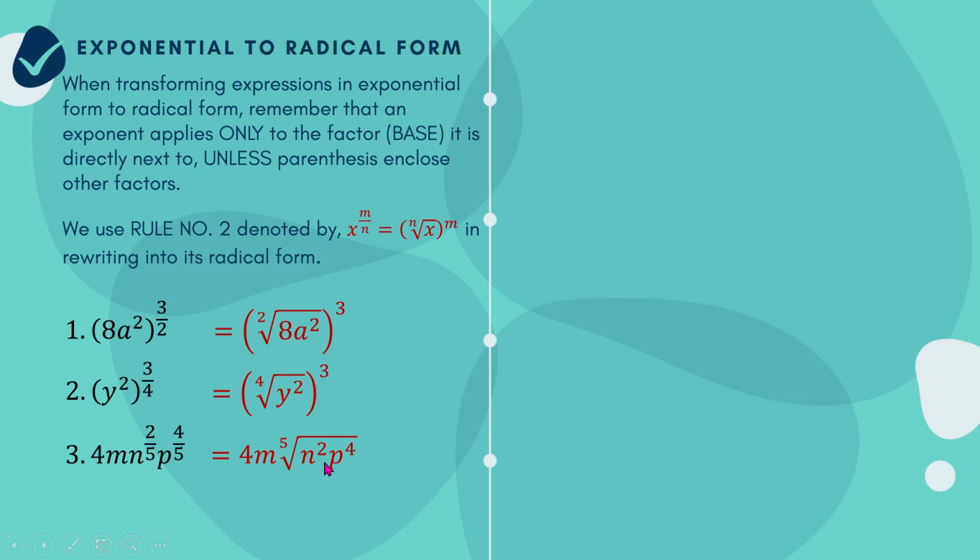Inside the radical symbol are n and p, wherein they have the same denominator, 5. So their index is 5. The base n has the exponent 2 since its numerator is 2. Then for p, the numerator is 4, so the exponent of p is 4. Or the other way around, you can write 4m in parentheses, index 5, fifth root of n p, then the exponent outside is 2 4.